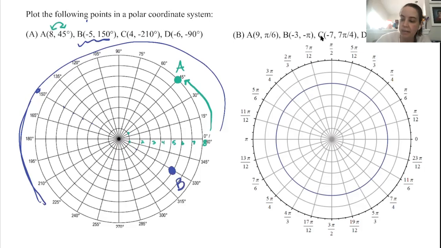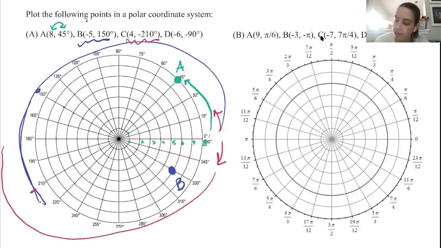Point C is (4, -210). Now, instead of going in the positive direction, you're going to go in the negative direction. So 210. I kind of like 210 in the positive, and then I'm just going to get the mirror image of that, up and around over to here. And if I want to go out 4: 1, 2, 3, 4. There you go, got that one.